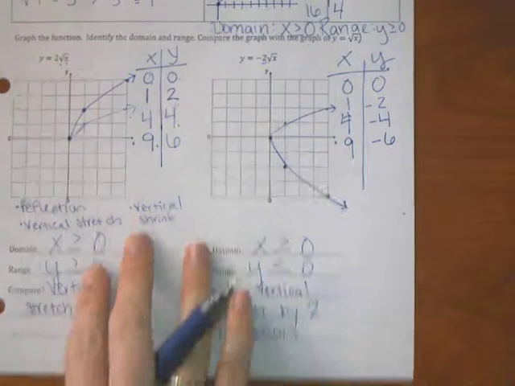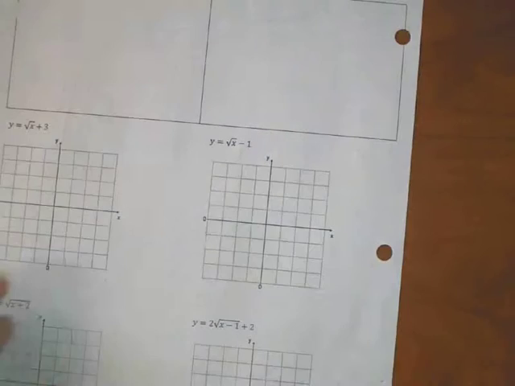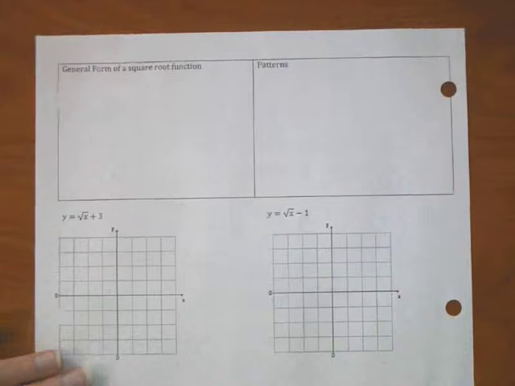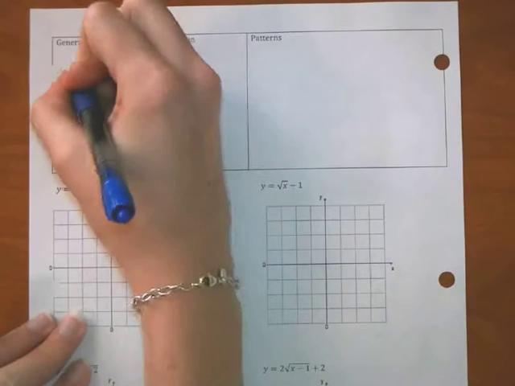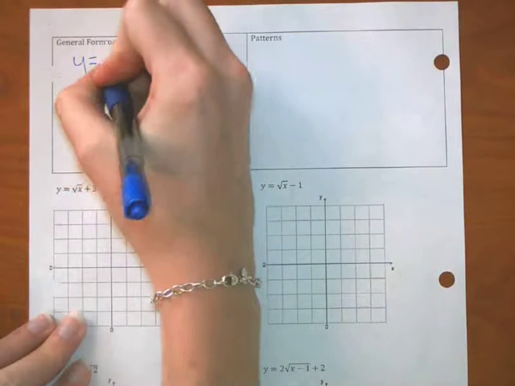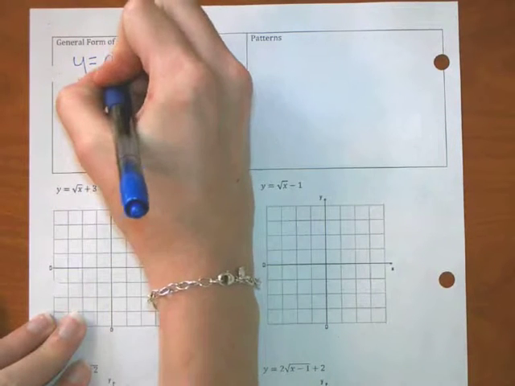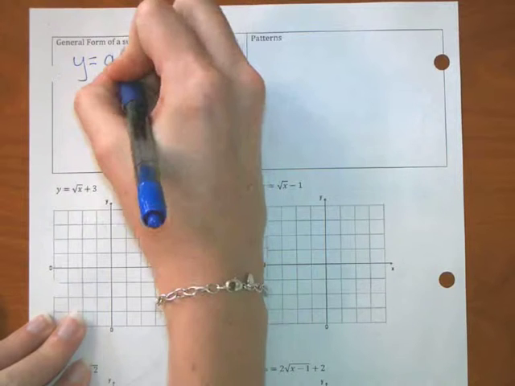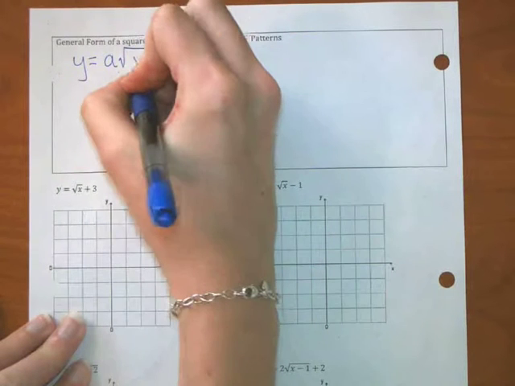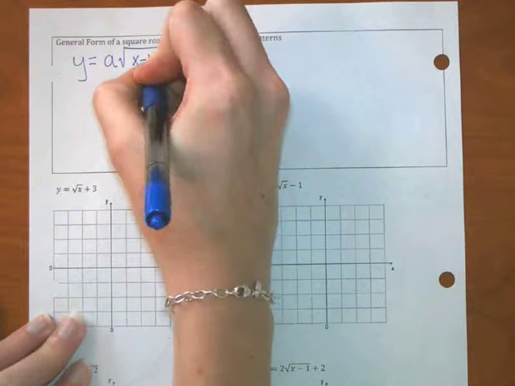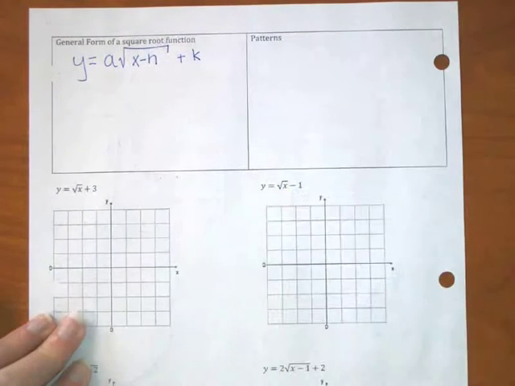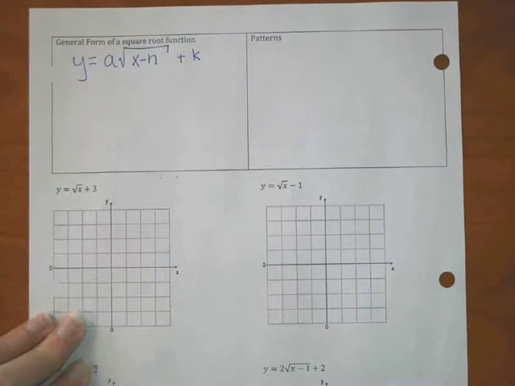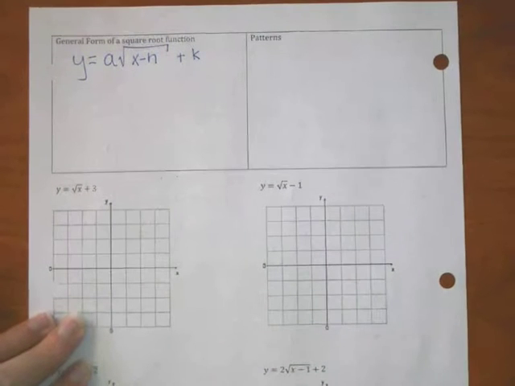Alright. So now we're going to go to the back and kind of look at some general things that we could say. So this is going to look a little scary for a second, but we're going to break it down. So if I have y equals a times the square root of x minus h plus k. I know. It's a lot of variables, but they're just kind of placeholders that all tell us things.